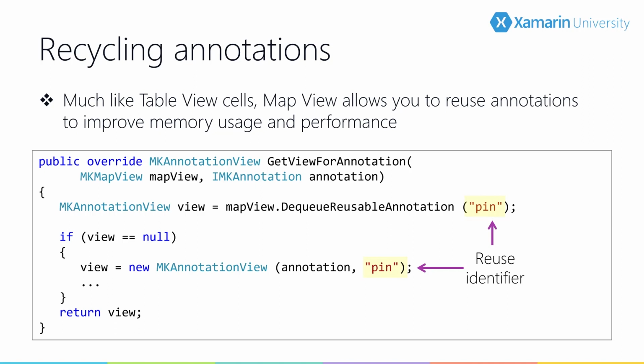iOS knows which view you need through a string reuse identifier. This means you can create multiple annotation styles on the same map, but you'll need to identify each style using a unique reuse ID.